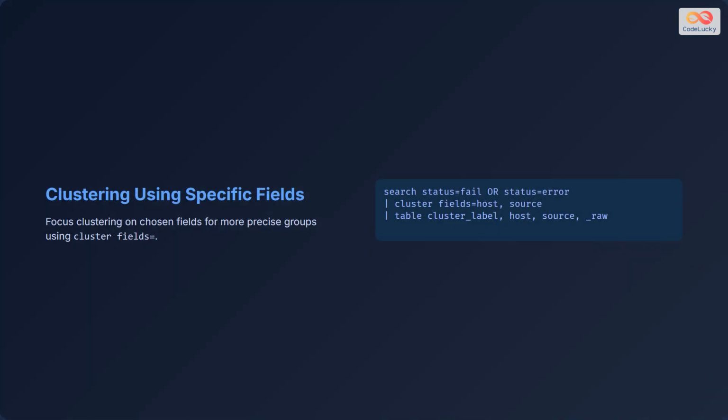The cluster command can focus on specific fields to create more targeted groups. By specifying fields such as host or source, only similarities in those fields will be considered when clustering events. This helps create more meaningful clusters relevant to your analysis needs.